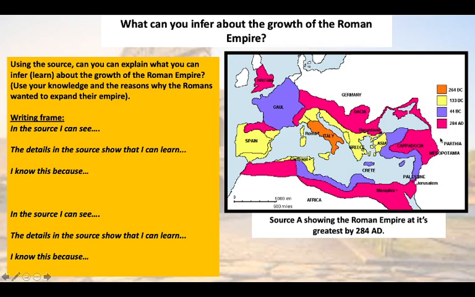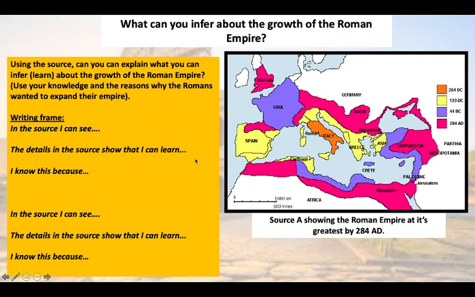And then lastly, by 284, they've expanded their empire even further, where they have taken Britain, they've taken some other countries further into Europe as well, some more parts of Spain, some more parts of the African continent, and they've moved further into the Middle East as well. Okay, so that's what the colour coding means, and that's just showing you how much the Romans had taken in the space of around about 400 years.